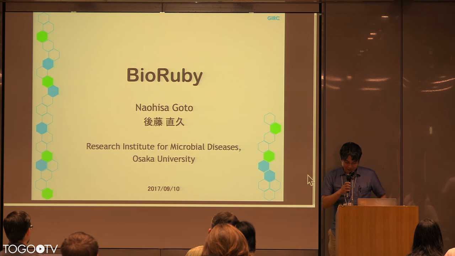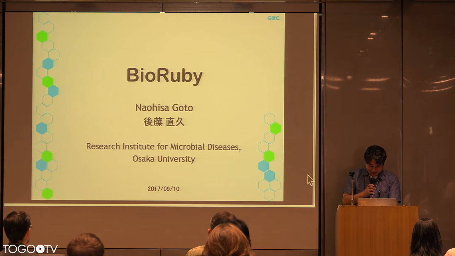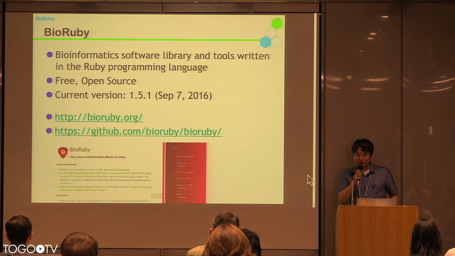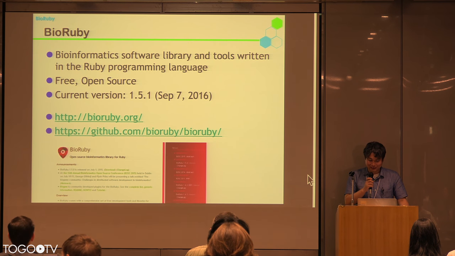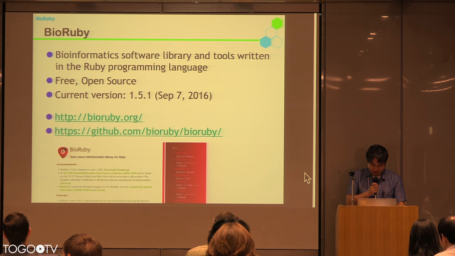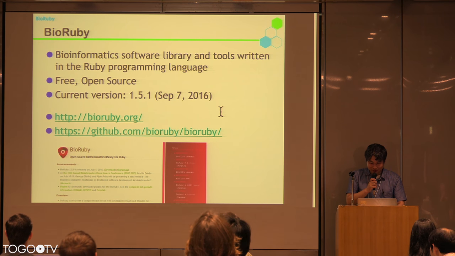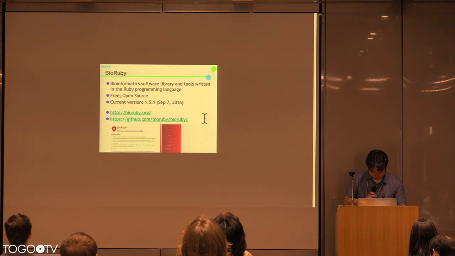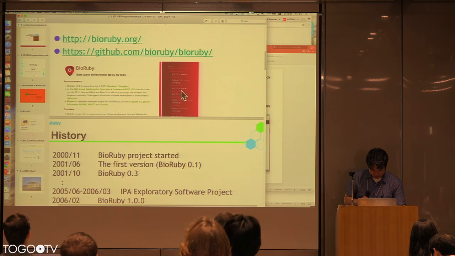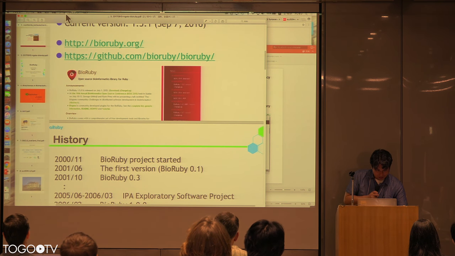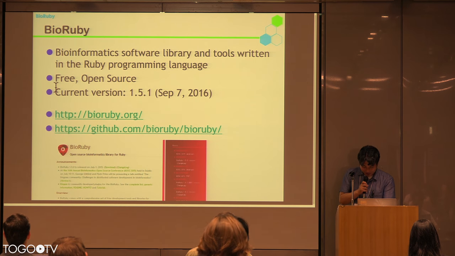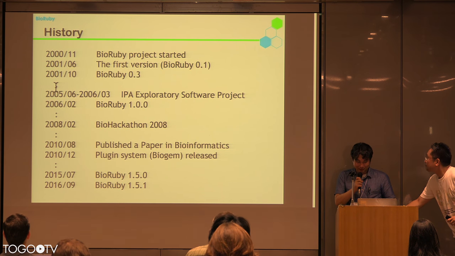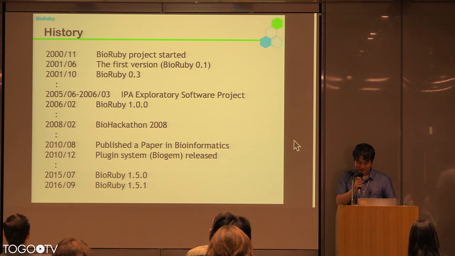Hi, I'm Naohisa Goto. I'm developing BioRuby. BioRuby is an open source bioinformatics library and set of tools written in the Ruby programming language. The current version is 1.5.1. We are developing it on GitHub. We started this development in 2000, and we have been developing for nearly 17 years.